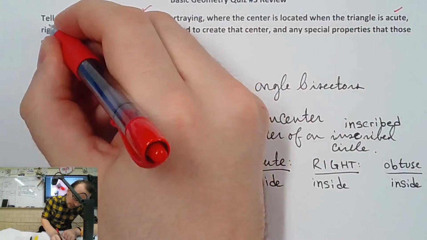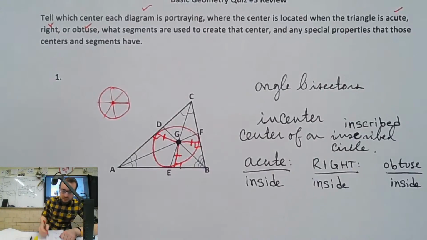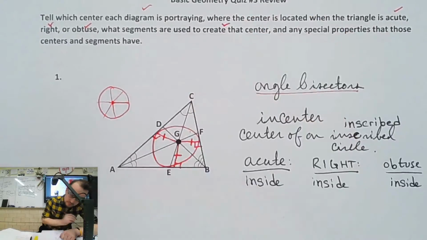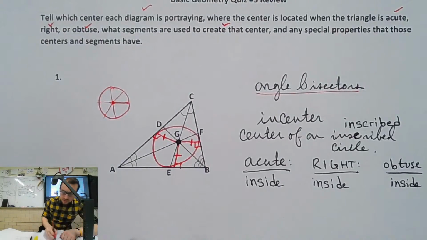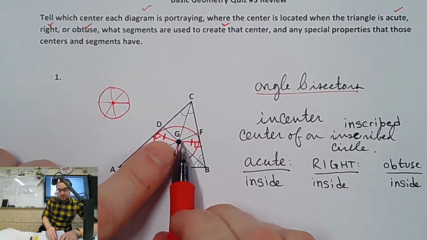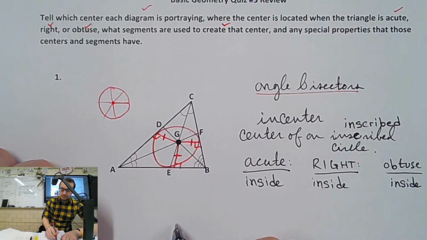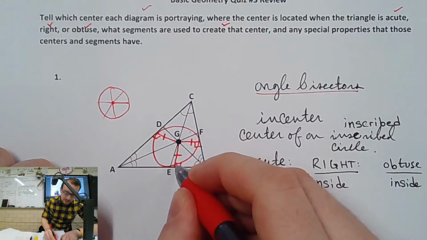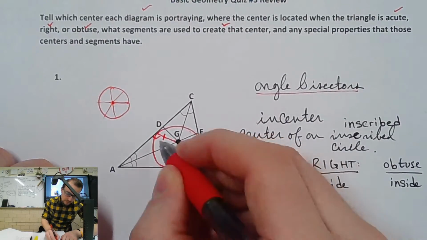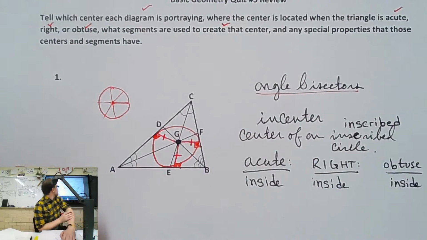Acute, right, obtuse, did it. What segments are used? Angle bisectors, right? Those are the guys that make the center. So we've done that. Special properties. From G to any of the sides will be the same distance, right? Because it's a circle. And it hits at 90 degrees. Check.